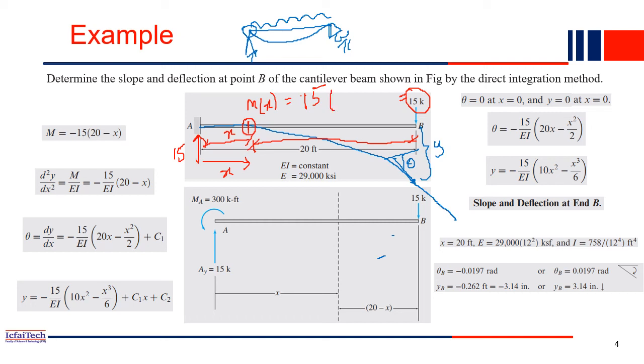So let me write it. It is 20 minus x, right? This is the distance. Okay, so let me just explain here. So at this point, basically, we are finding out the moment Mx. So Mx will be how much? So now let's consider the right side. You have only a single force. It is 15k acting downward, right? So 15k is acting in the clockwise direction. So if you see, this is a clockwise direction.